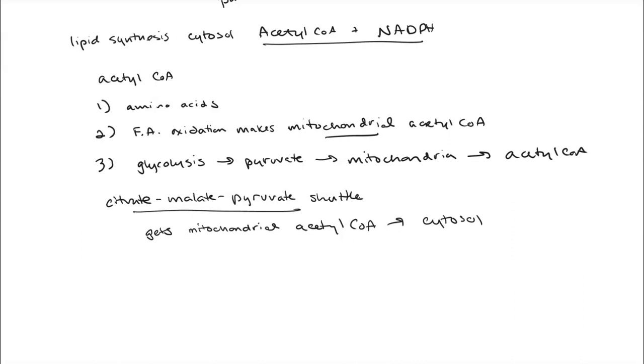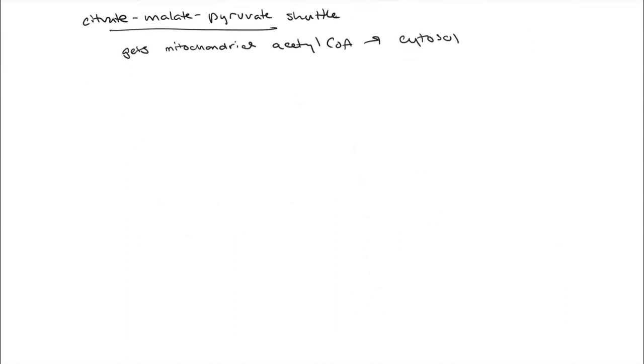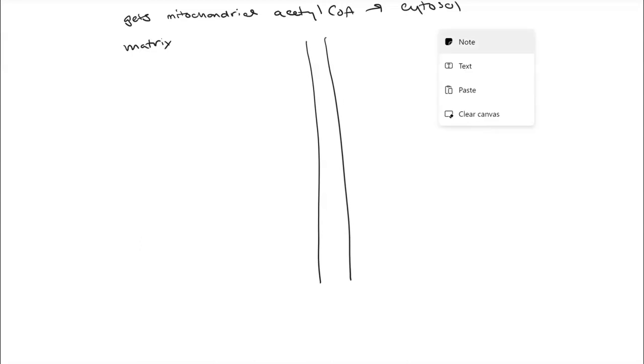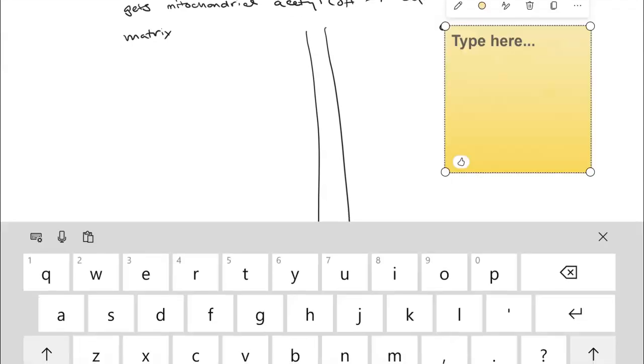I'm not going to have everyone memorize this cycle per se, but I'm going to zip through it real quickly. So let's say we have our inner mitochondrial membrane going on here, and we have our matrix side, and we have our cytosol.